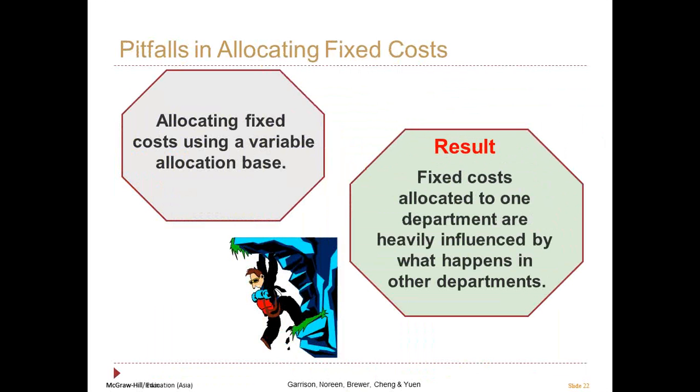Pitfalls in allocating fixed costs. Rather than charge service department fixed costs to operating departments in a predetermined lump sum amount, some companies allocate them using a variable allocation base that fluctuates from period to period. This is a problem and a pitfall because it creates a situation where the fixed costs allocated to one operating department are heavily influenced by what happens in other operating departments.